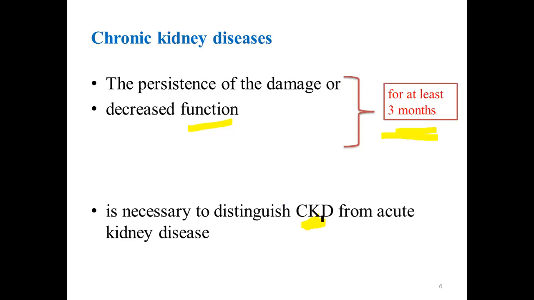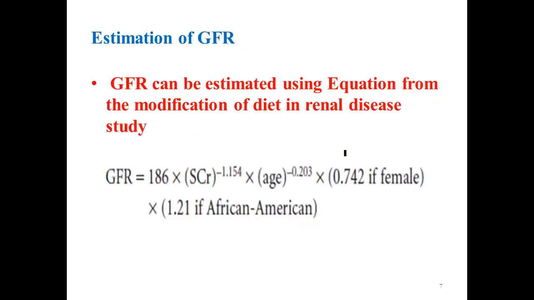So there must be a persistent damage, characterized by protein in the urine, or there must be decrease in the kidney function characterized by GFR of less than 60 ml per minute. So a minimum of 3 months duration. So this is how we came up with the diagnosis of CKD.